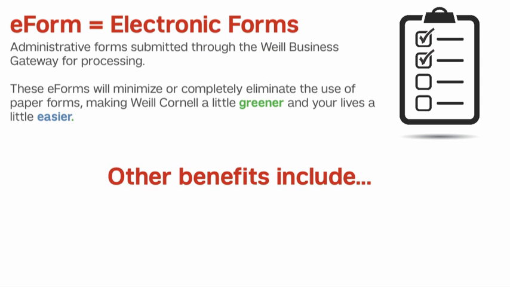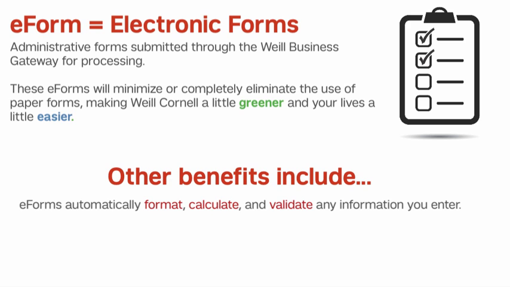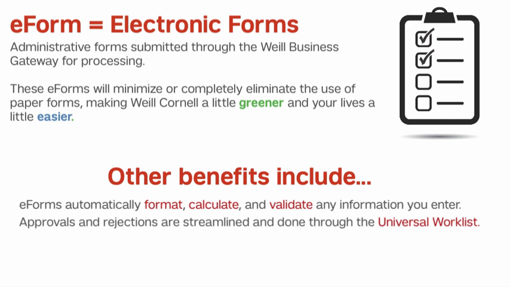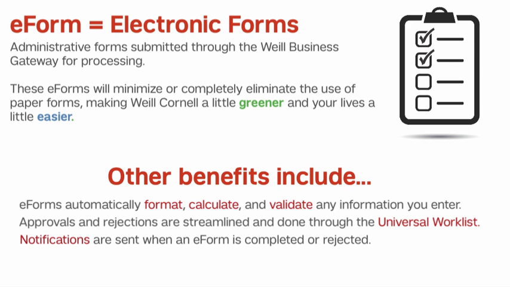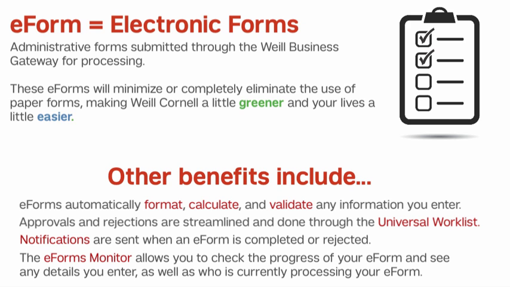These new eForms also come with a slew of other benefits. eForms automatically format, calculate, and validate any information you enter. Approvals and rejections are also streamlined and done through the Universal Work List in WBG, very similar to how shopping carts are approved. Notifications are sent when an eForm is completed or rejected. The eForms monitor allows you to check the progress of your eForm and see any details you entered, as well as who's currently processing your eForm.